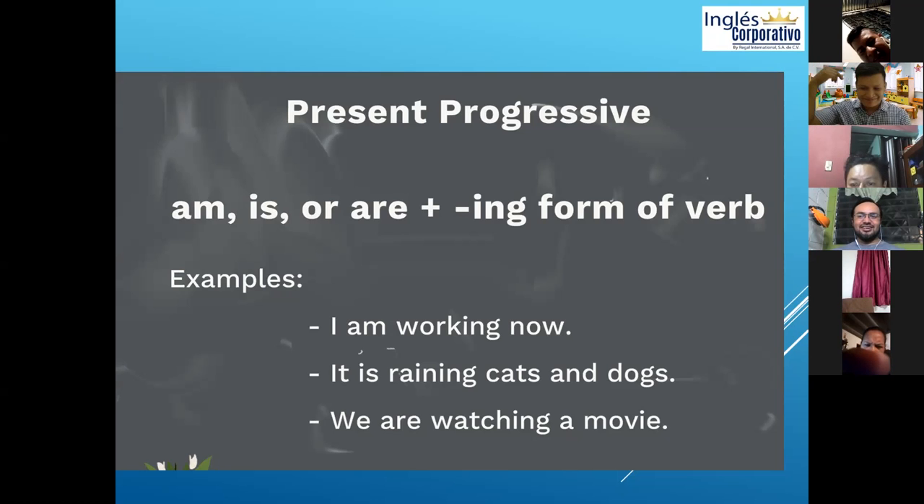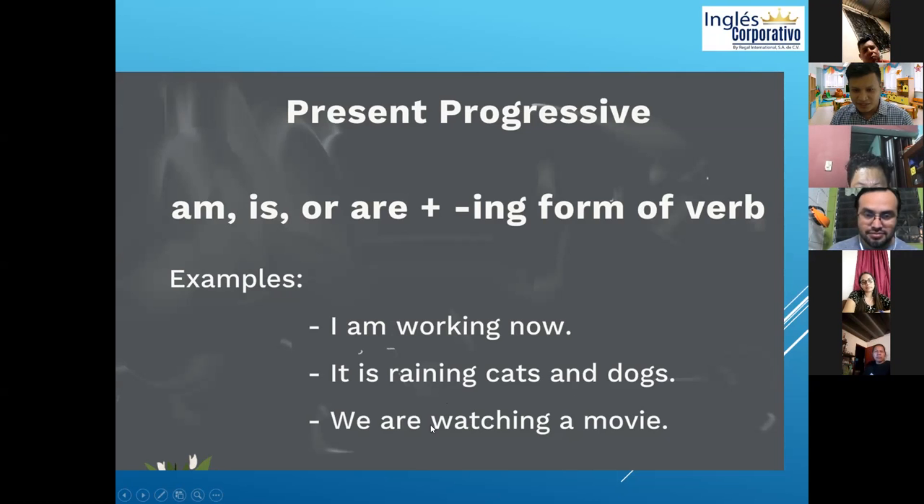Como horrible. Yeah, muy fuerte. Strong. Horrible, strong, yeah. Cool. Okay, the last one, Marlon, read the last one, please. We are watching a movie. Okay, what does it mean? Estamos viendo una película. Okay, thank you, really good. Estamos viendo. Okay, as you see, guys, all the time we're going to use the verb be, am, is, or are. ¿Conocen alguna otra forma de utilizar el ing o solo esto?